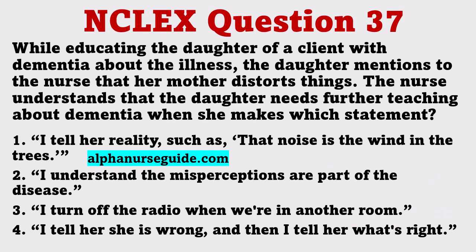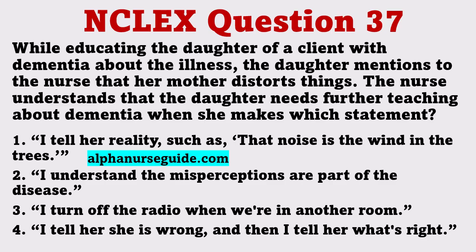While educating the daughter of a client with dementia about the illness, the daughter mentions to the nurse that her mother distorts things. The nurse understands that the daughter needs further teaching about dementia when she makes which statement? 1. I tell her reality, such as, that noise is the wind in the trees. 2. I understand the misperceptions are part of the disease. 3. I turn off the radio when we're in another room. 4. I tell her she is wrong, and then I tell her what's right.